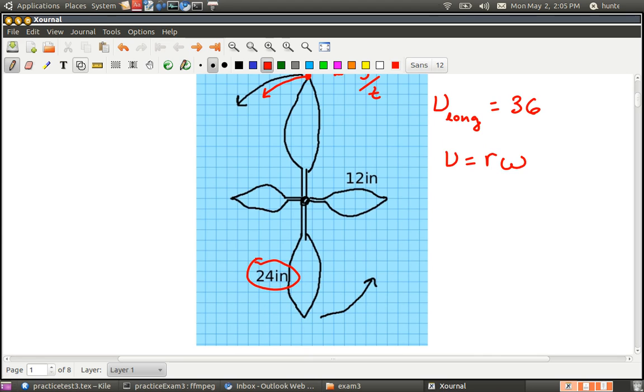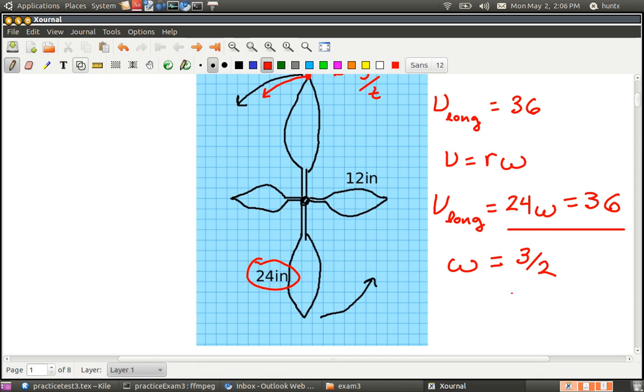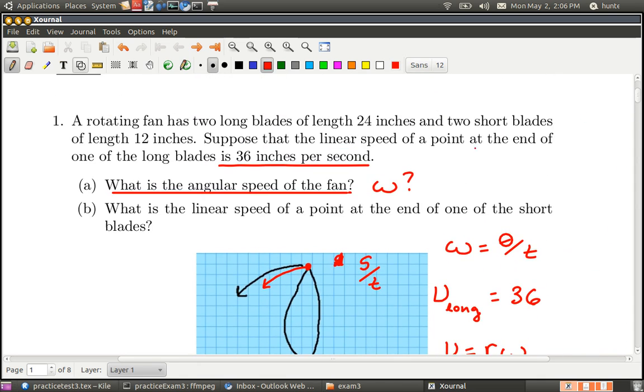Okay, so let's just write those things down. The linear velocity of a point on the end of the long blade is, on the one hand, r times omega, 24 times omega, but on the other hand, the problem tells us that it is 36. So this lets us solve for omega. Just divide both sides of this equation by 24, and you get that omega is equal to 3/2. So that is part A.